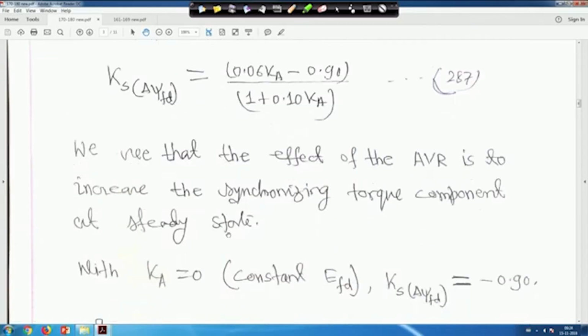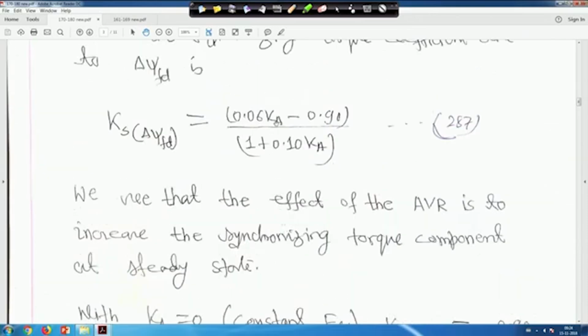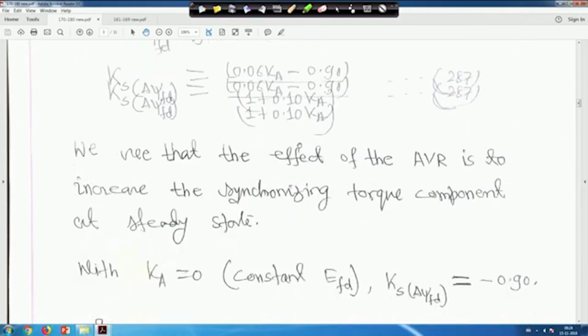So this is actually what you can make from that. Now let us see with K equal to 0. If K is equal to 0, it means constant EFD, right, because the exciter gain is 0, that means nothing is there. So in that case, constant EFD means delta EFD is 0. So there will be no effect from the exciter. So when K is equal to 0, if you put K equal to 0 here, then K_s(delta psi Fd) will simply be minus 0.9, right, when K is equal to 0.